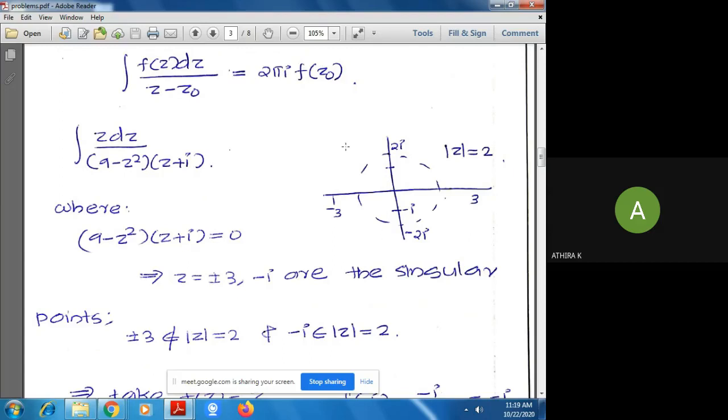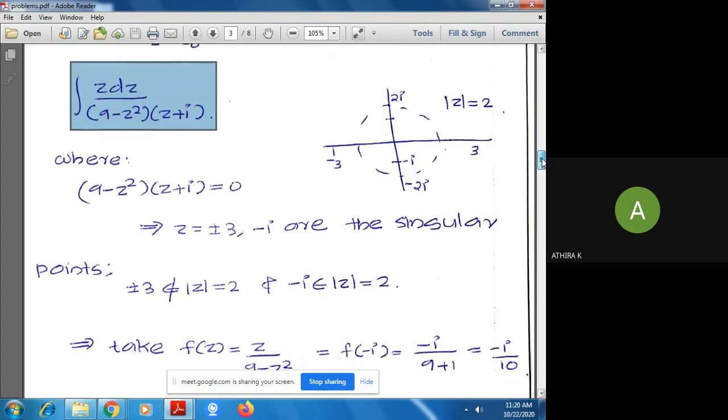Here, in our circle mod z is equal to 2, minus 3 and 3 lie outside the circle mod z is equal to 2 and minus I lies inside the circle mod z is equal to 2. That implies here we have to consider only one singularity, that is minus I, and plus or minus 3 lie outside the circle mod z is equal to 2. So we can neglect these singularities for our integral of z dz divided by 9 minus z square into z plus I.